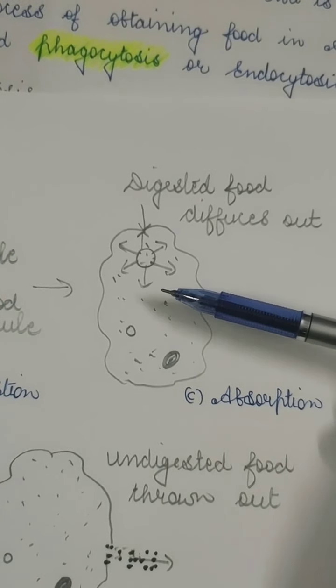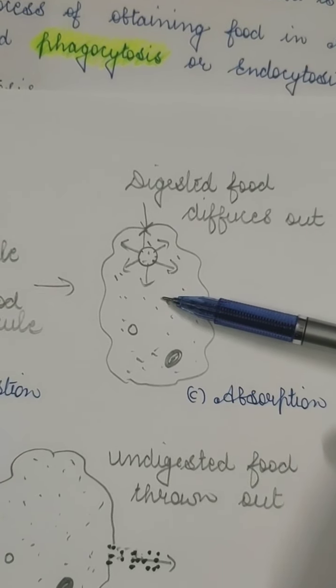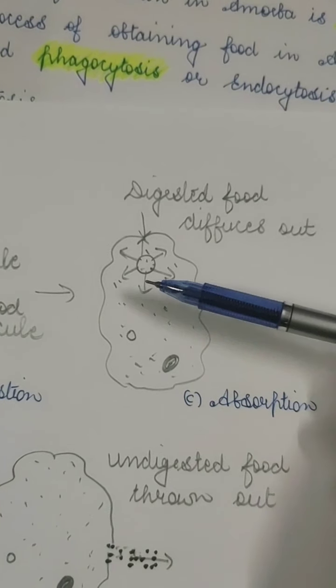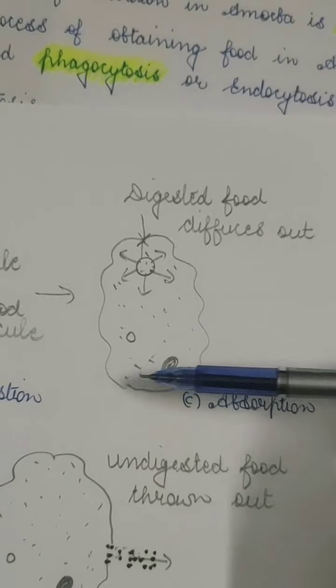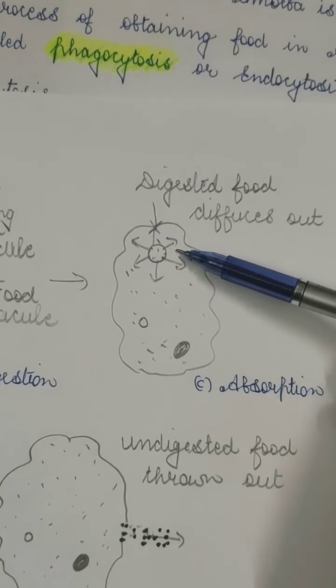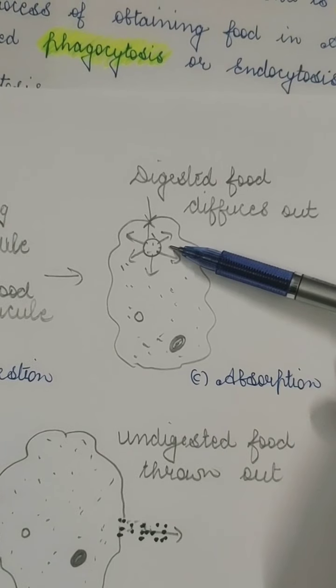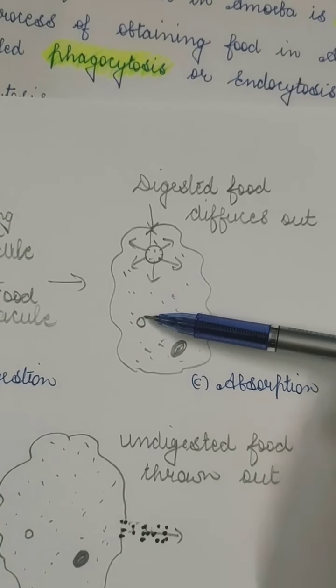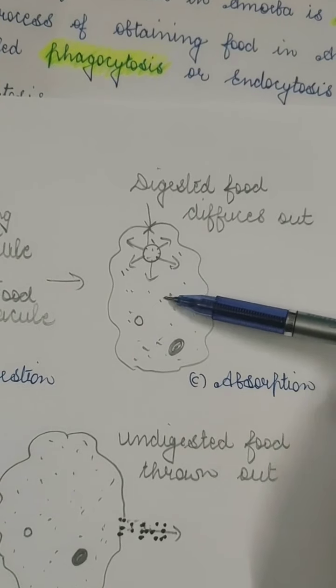Because it is only a unicellular organism, the food has to be absorbed by the cytoplasm directly. After digestion is done, there is no more use of this food vacuole, so the food vacuole also disappears. This is the disappearance of the food vacuole, and the absorption of food is done directly in the cytoplasm itself.